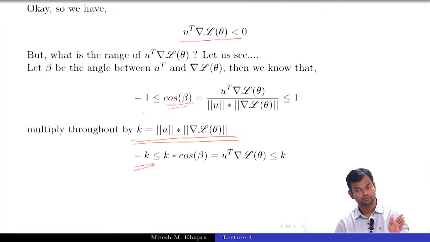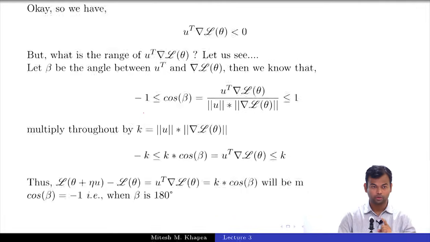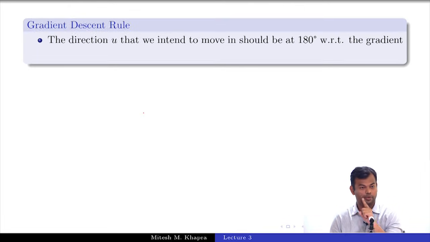Hence, repeat the phrase. Move in the direction opposite to the gradient. Is that fine? Everyone gets it now? Why you need to move in the direction opposite to the gradient? Okay, fine. So this is what the gradient descent rule is.